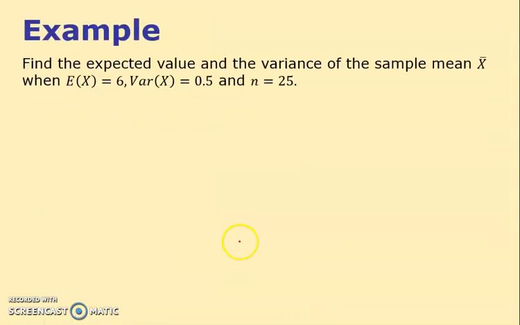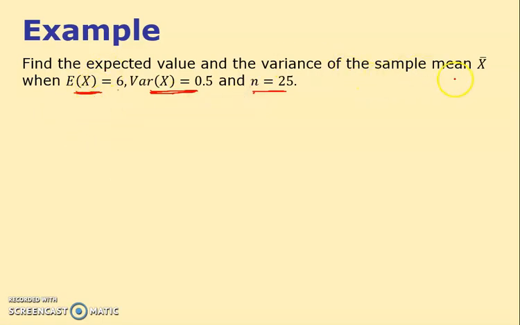It does work for all these situations. So here's an example of this. Find the expected value and the variance of a sample mean. Now this sometimes happens. They just tell you E of x is 6. The variance of x is 0.5. And I'm going to do this thing 25 times. Okay, so I'm expecting to get 6 whenever I do it. I'm going to repeat this. I don't know what it is. Could be I'm weighing fish. It could be I'm doing a binomial distribution, a Poisson distribution, or just some random event. But either way, I'm going to do it 25 times.